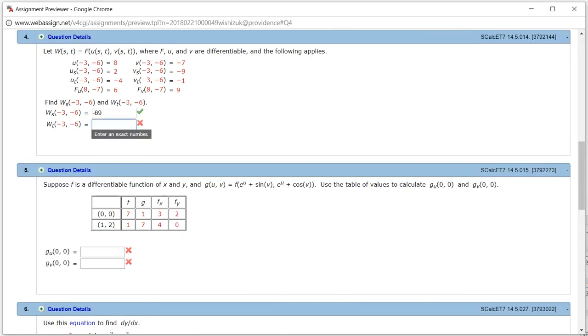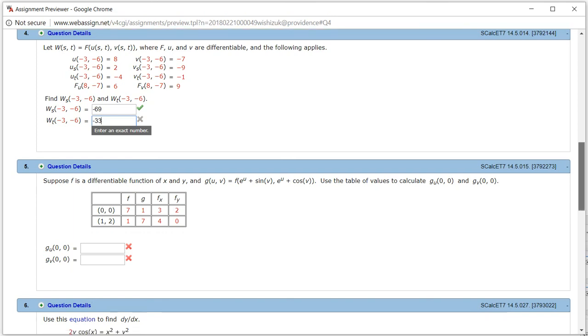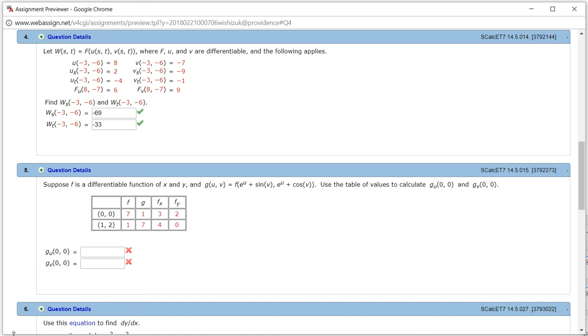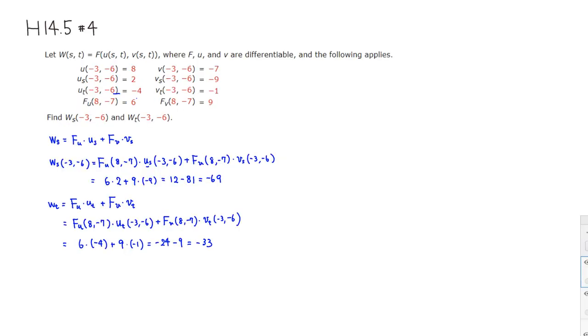So let's type that in. We got the -33. Submit for testing. It came back and looks like we got the other one correct as well. That's it. I hope that this was clear.